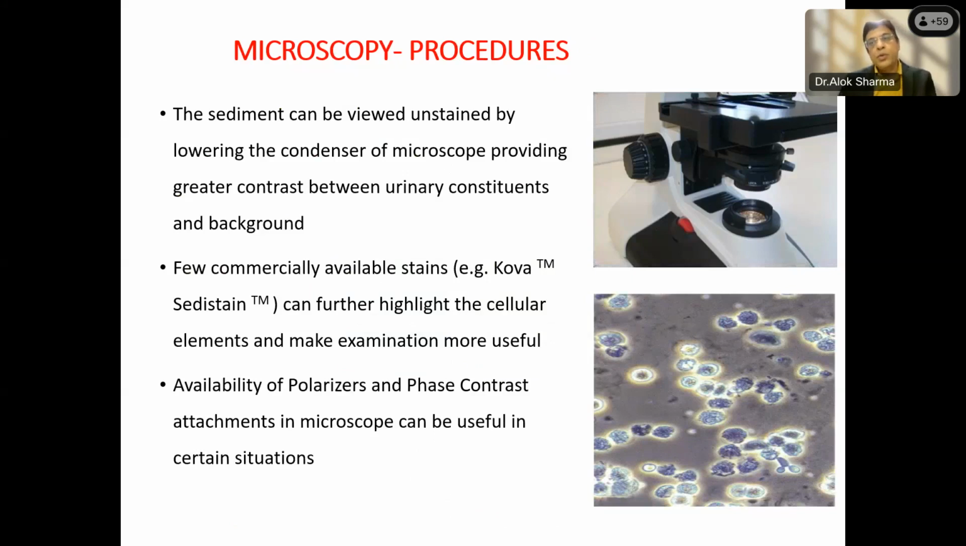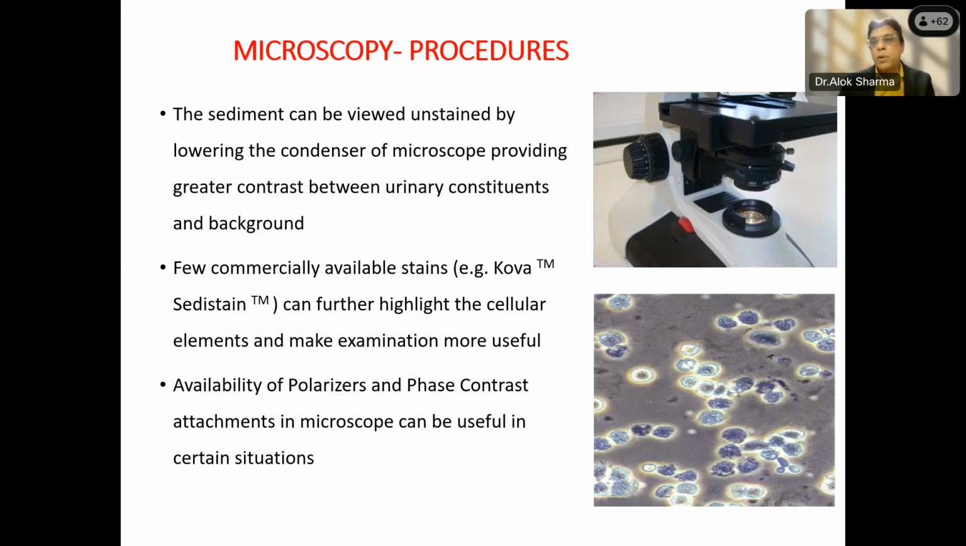Now, as I just told you, you can view it unstained. The best way to do it is to lower the condenser of your microscope, and this will provide a greater contrast between the urinary constituents and the background. Just a simple maneuver like lowering the condenser will give you enough information on that sediment to distinguish between the various cell types and try to figure out what's happening with this patient. If you want to go into details or identify specific subtypes, a lot of staining techniques are available. The commercially available stains and other stains are in the market, and you can prepare them in your lab also.